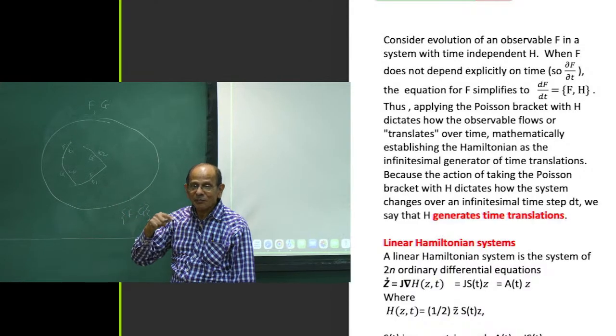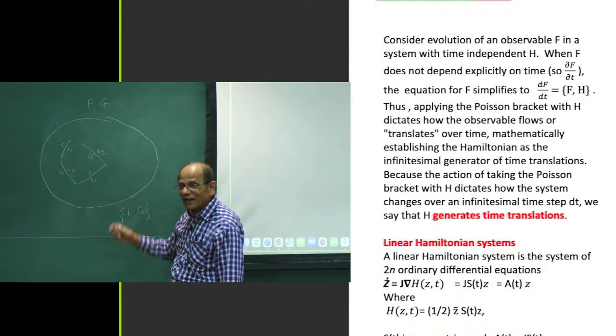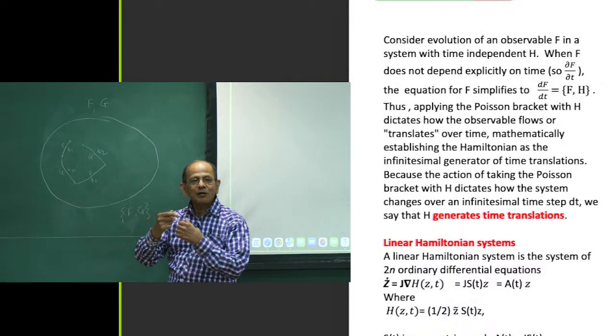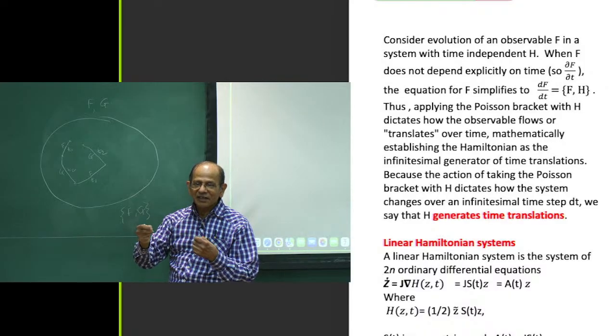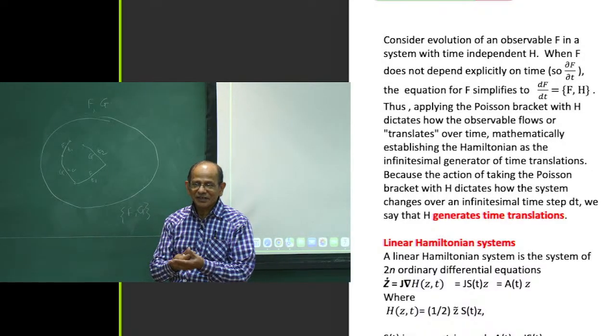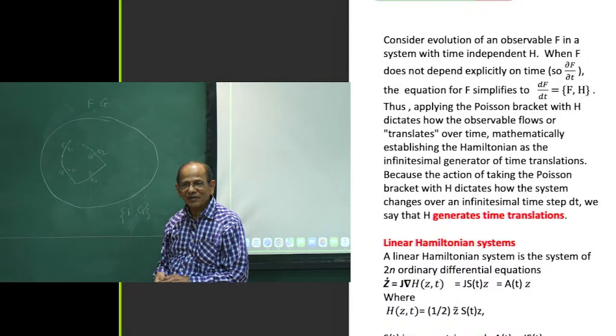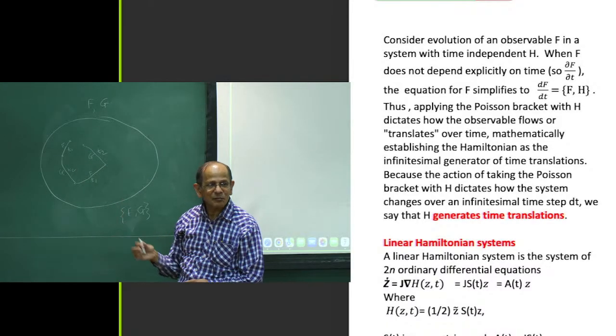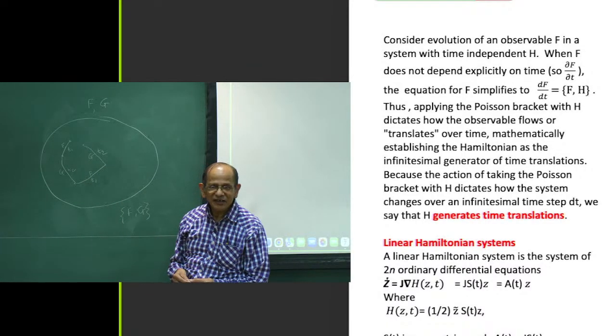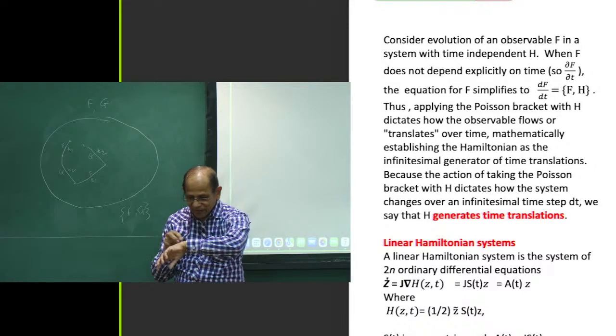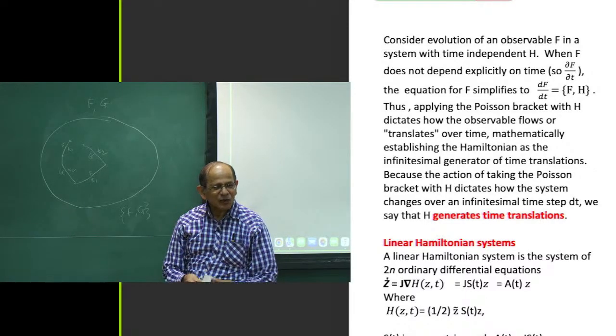When you go to quantum mechanics, instead of Poisson brackets, you will have commutators, and commutators precisely measure the failure to commute. Poisson brackets measure the failure of these flows to commute. Exactly the same thing happens there. Okay. So that is one additional comment. I will make one more comment and then stop.